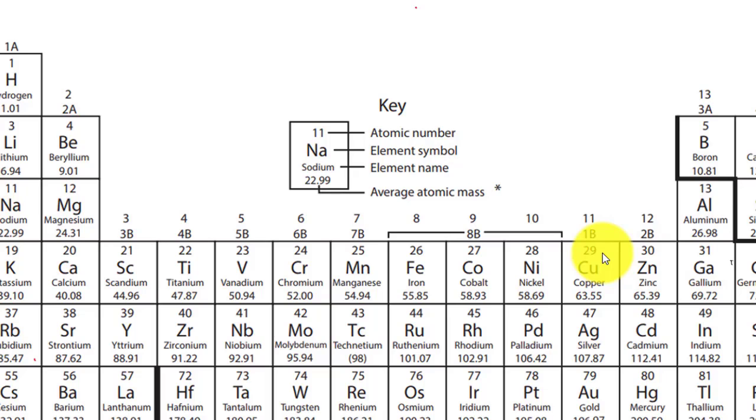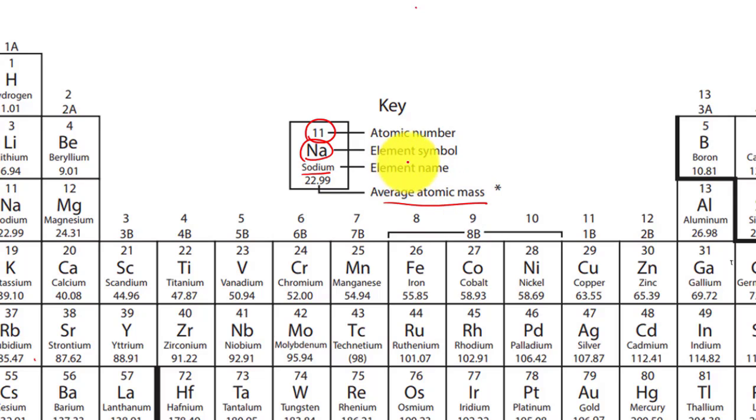Well, first of all, if we look at the key on the periodic table, we notice that each element has an atomic number. And of course, it also has an element symbol which represents an element name. Then of course we have the average atomic mass, which we will learn how to use later.